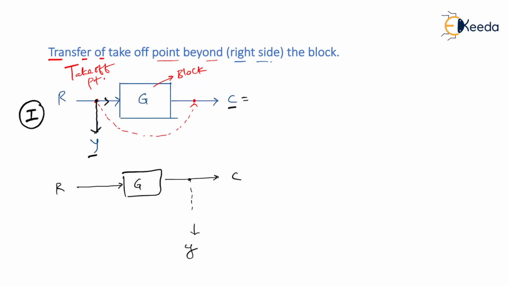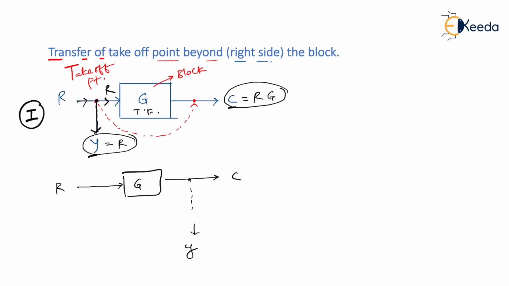C equal to, so input of this block is R, transfer function is what? G. Then C is equal to what? Input into transfer function. Then it is C equal to what? RG. Am I right? So before I performed any transfer, C was R into G. Then what is Y? Y is directly taken from R. I will say Y is simply equal to R.